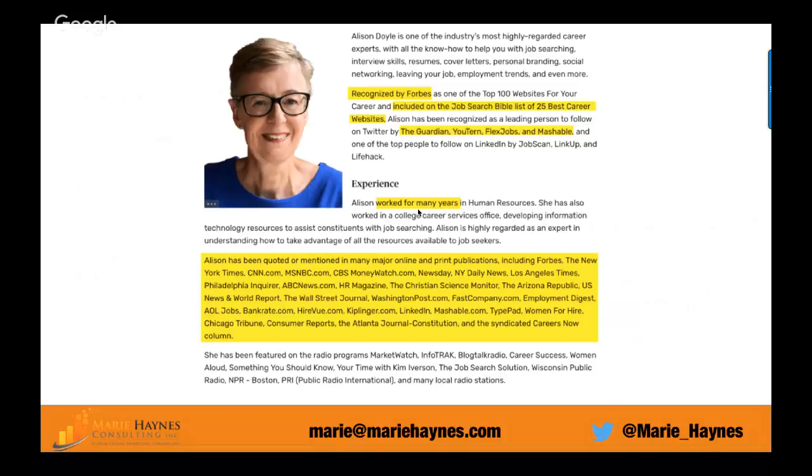If you think about it, if I'm going to read a business article, am I going to want to read one from Alison Doyle, who has all of these accolades, or from somebody who's a really good journalist who can do research? You can see why Google is ranking sites that have authors that have tons of expertise and authority and trustworthiness as well.